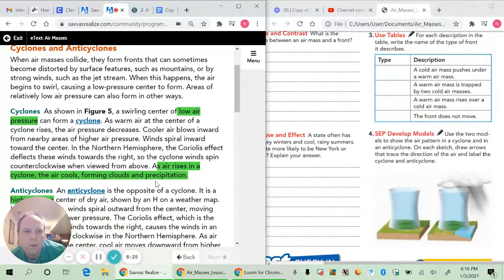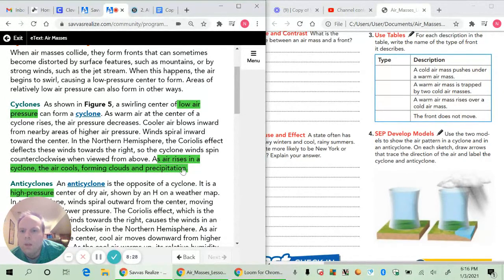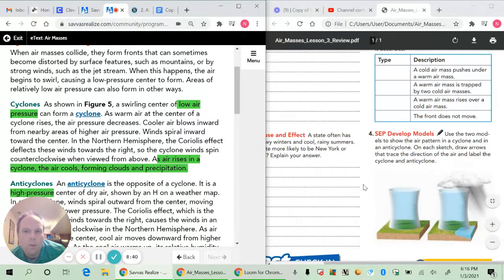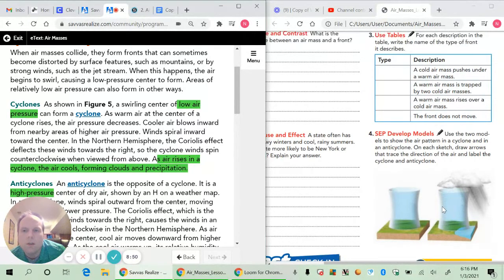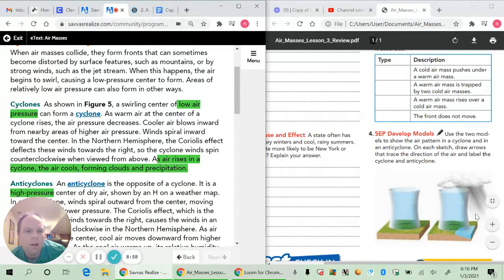So in a cyclone, we have air rising, right? And that air cools and forms clouds, and we get precipitation. And the winds spin counterclockwise. Well, the one that shows air rising would be this one, right? Because I have clouds forming. So this would be a cyclone. And we'd have to draw a circle or some arrows to show that it's going counterclockwise. So counterclockwise would be this way, right? So I would draw an arrow to show that it would be going this way.